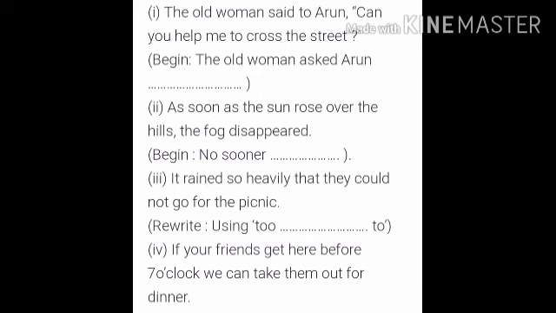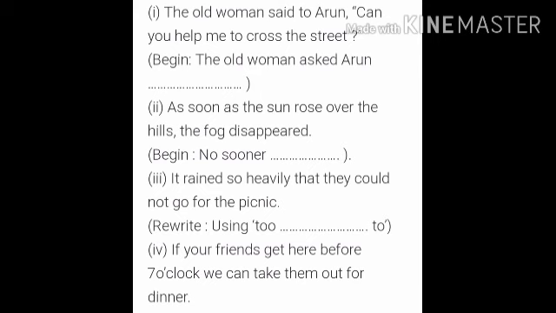The next one: As soon as the sun rose over the hills, the fog disappeared. You need to begin the sentence with "no sooner". So we will write it as: No sooner did the sun rise. With "did", we will use V1, the base form of the verb, rise, over the hills. Remove the comma. We will use "than", T-H-A-N, the fog disappeared. So the answer is: No sooner did the sun rise over the hills than the fog disappeared.